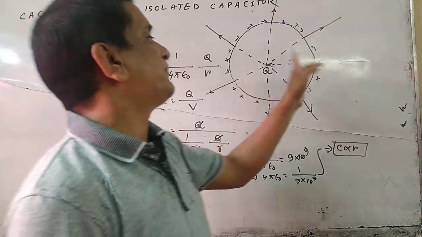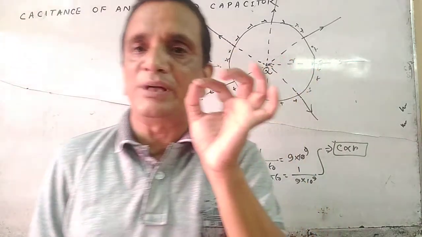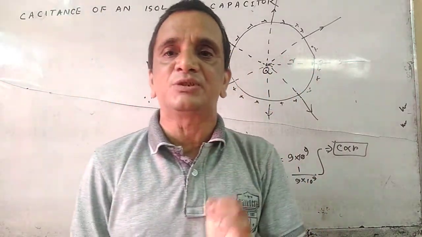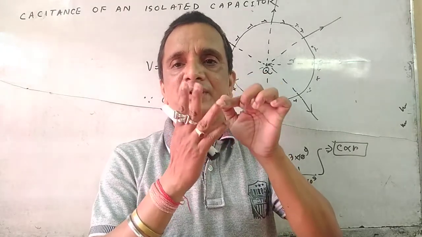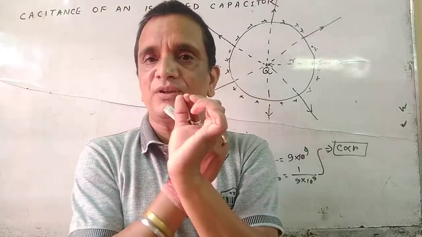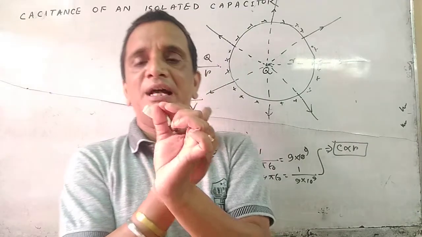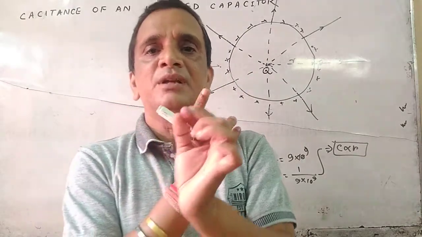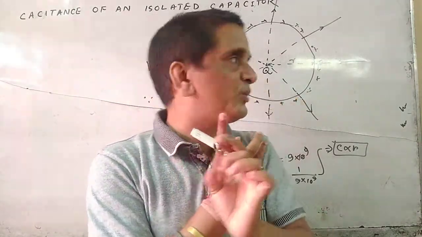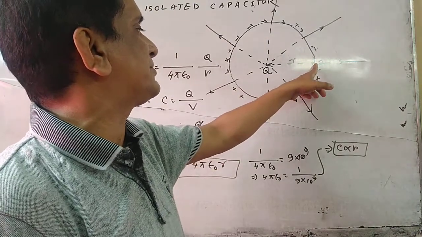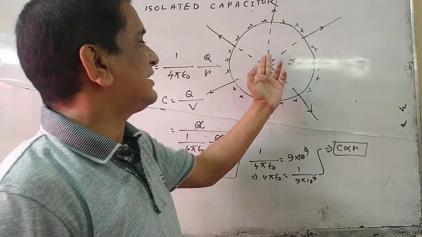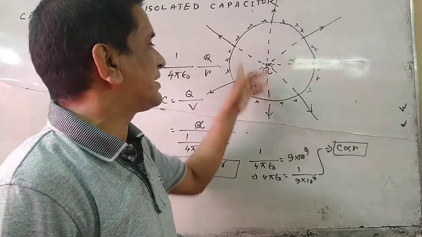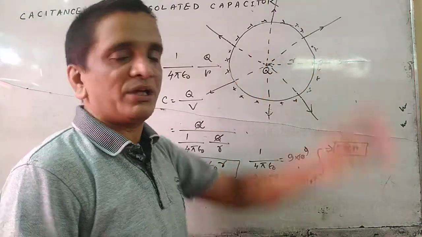Now, whenever we are going to find out capacitance, we know the formula C is equal to Q by V. So first of all, we need charge Q, and second, we need potential. For that, we have taken a point P on the surface of the conductor, at a distance of R from the center of the sphere, where we want to find the electric potential.